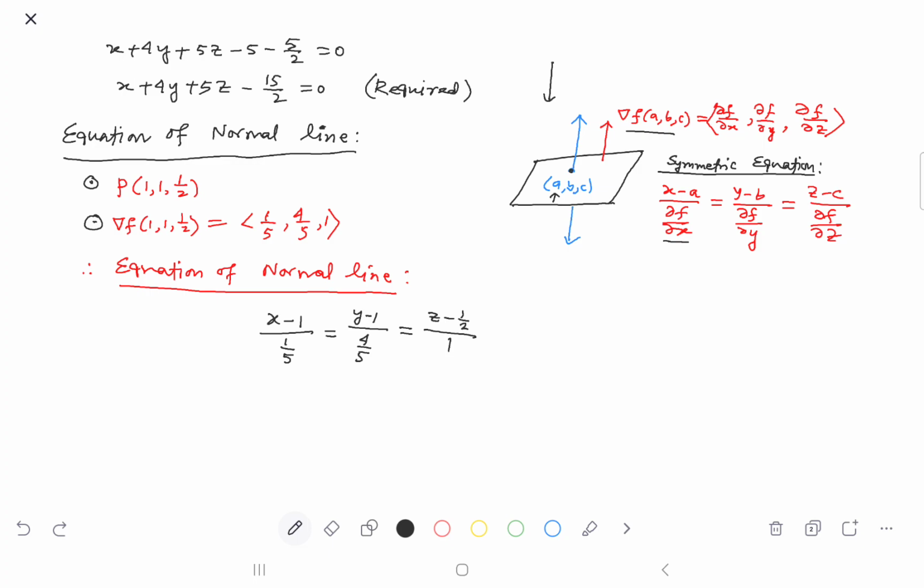Did you forget about the equation of a line, how you write it? See, if you have a straight line, just the normal line, and if you know a point on it, let's say x naught, y naught, z naught, and if you know a vector parallel to it, let's say m having components a, b, c, then the equation is given by the symmetric equation: x minus x naught divided by a, y minus y naught divided by b, equal to z minus z naught divided by c. This way, right?